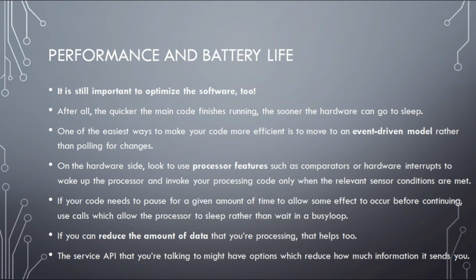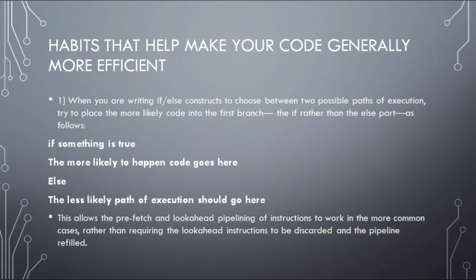A lot of the biggest power consumption gains come from the hardware design. In particular, if your device can turn off some modules of the system when they are not in use, or you can put the entire processor into a low power sleep mode when the code is finished or waiting for something to happen, you are already optimizing the performance. Another easy way to make your code more efficient is to move to an event-driven model rather than polling for changes. Good coding habits can make your code more efficient.